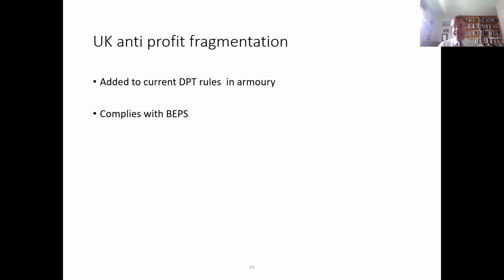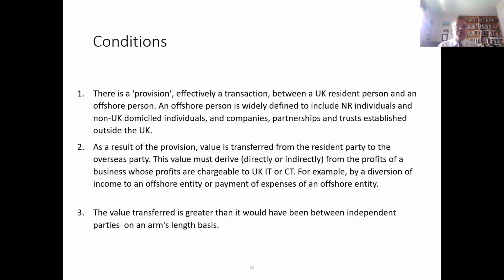So this is another answer, AJ, on this point. UK anti-profit fragmentation has been added to the current diverted profits tax rules and transfer pricing rules in the armoury, and that complies with the base erosion and profit shifting rules. This is, if you like, transfer pricing for small and medium-sized companies, and the conditions, as you will see, are drawn very widely indeed.